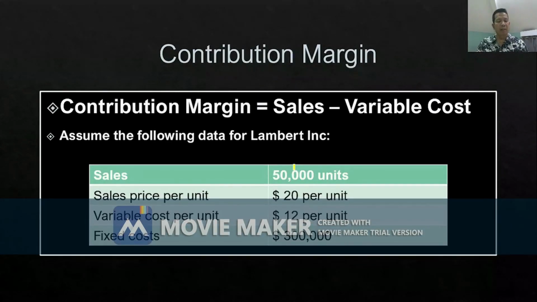Contribution margin is the excess of sales over variable cost, computed as contribution margin equals sales minus the variable cost. Assume the following data from Lambert Incorporated. Lambert has sales of 50,000 units. Sales price per unit is $20. Variable cost per unit is $12. And Lambert has fixed cost of $300,000.